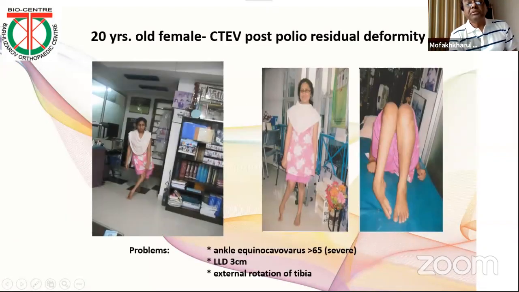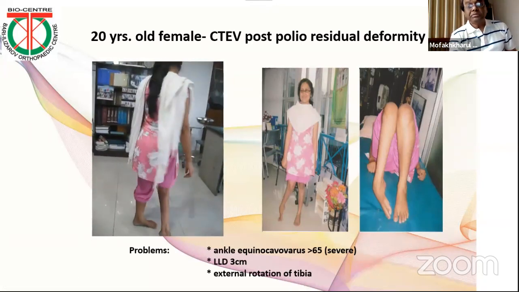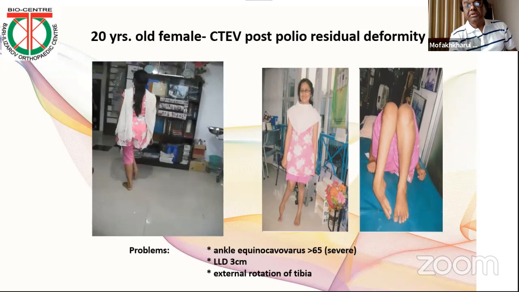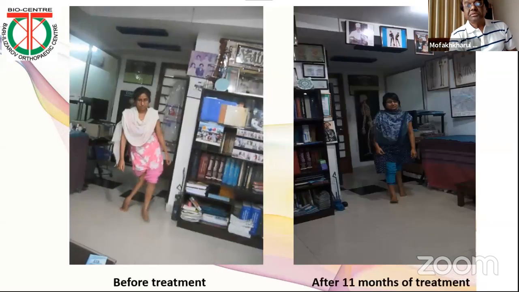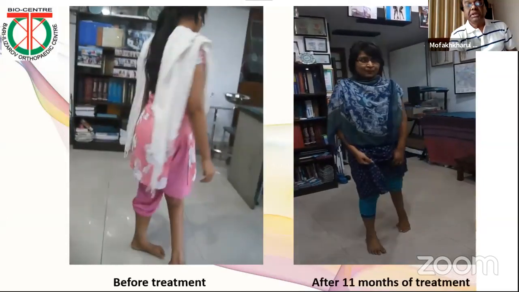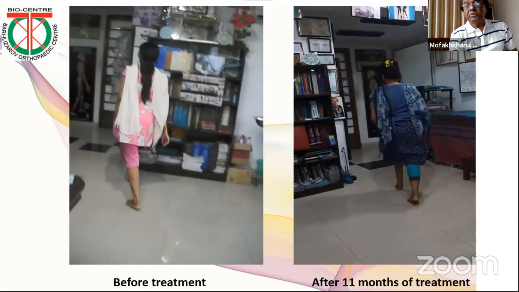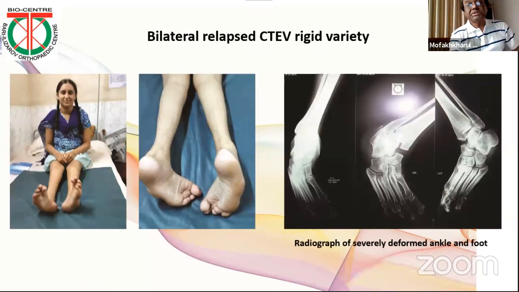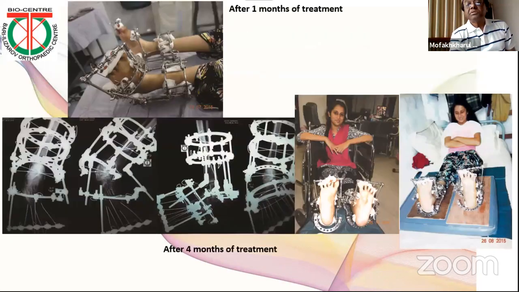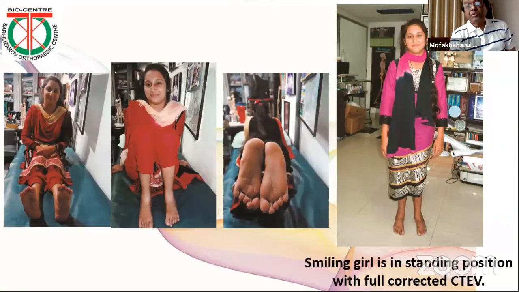So now this is a post-polio one, post-polio deformity. I would like to proceed quickly. Before correction, see the knee, ankle, and foot deformity. So proceed fast. This is a relapse clubfoot. PMR was done, 14 years, Irani girl. Look at this bony deformity in the midfoot, forefoot, and hindfoot. Then 4 months follow-up, look at the toes in a standing position.